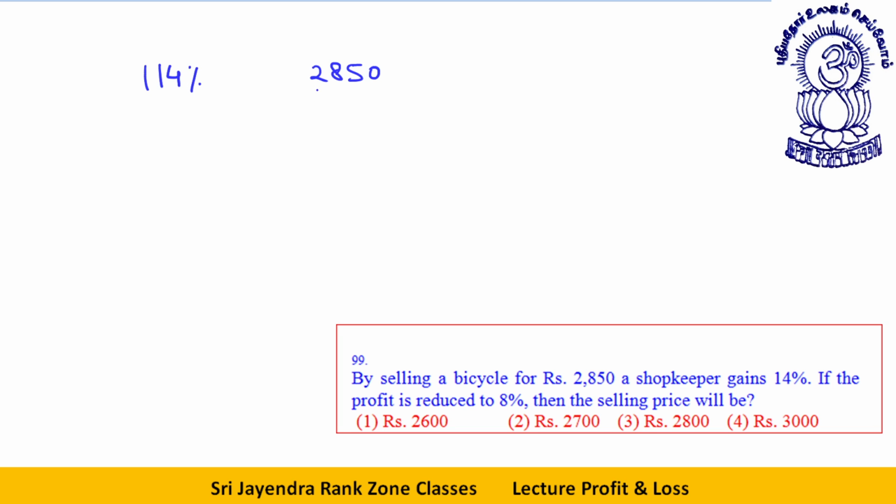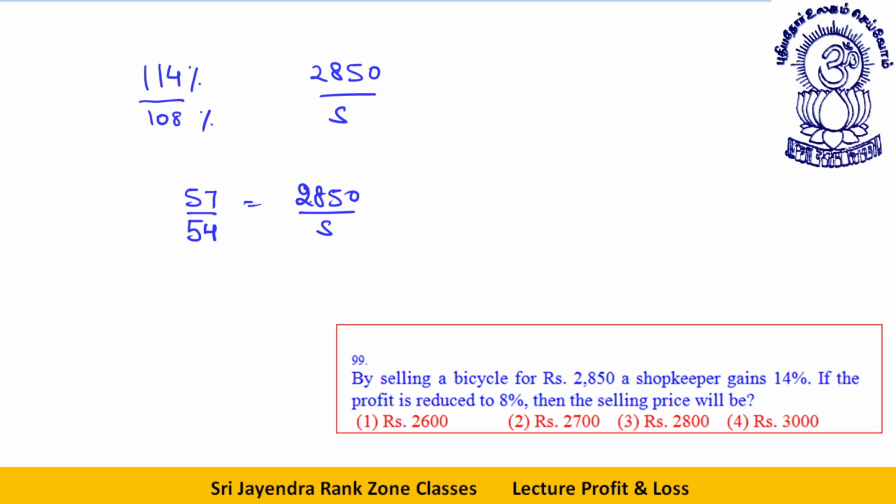If the profit is reduced to 8%, reduced to 8% means 108%. What will be the new selling price? Let it be S. You have to solve this, nothing else. So you just need to calculate this. You can very easily keep it as 57 by 54 is equal to 2850 by S.